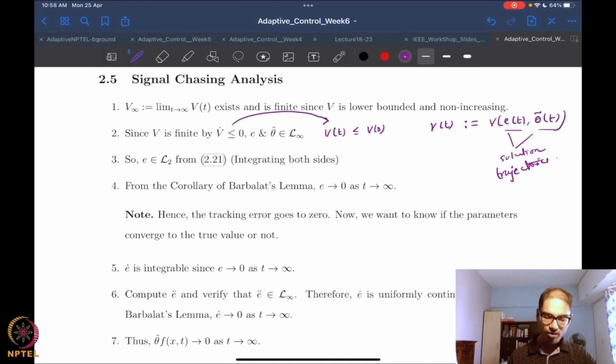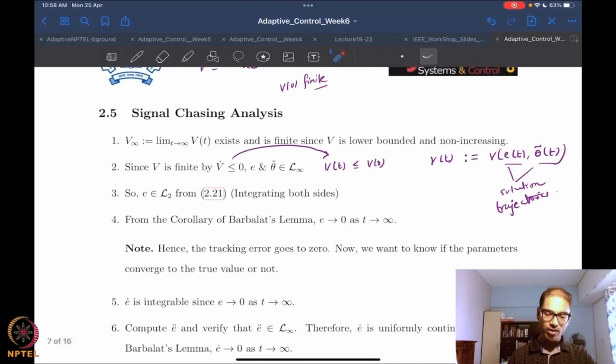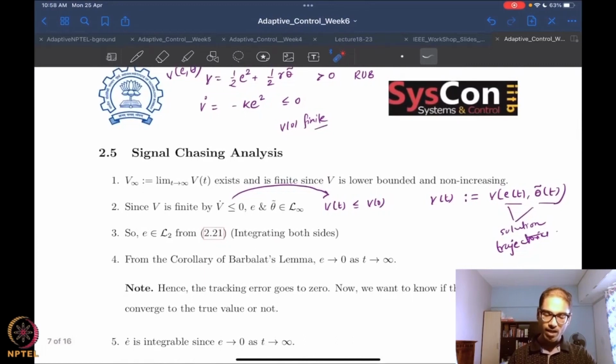There are a lot of things happening here that are implicit, which I'm not saying, but they should occur to you and be very clear to you. The first thing is, when I write V of t, that is V as a function of time, I mean that I'm plugging in the solutions here, not just e and theta tilde as some variables. Now remember, though I've written this as e of t and theta tilde of t, these implicitly depend on e0 and theta tilde 0.